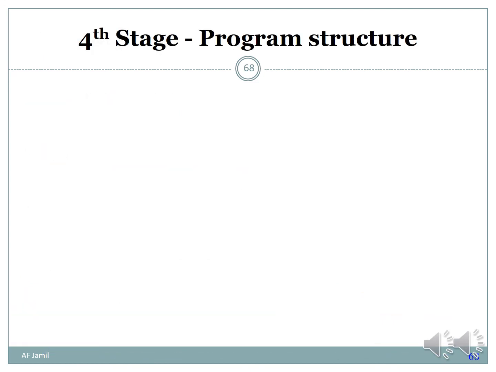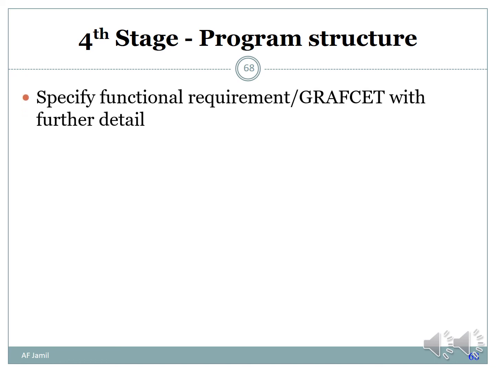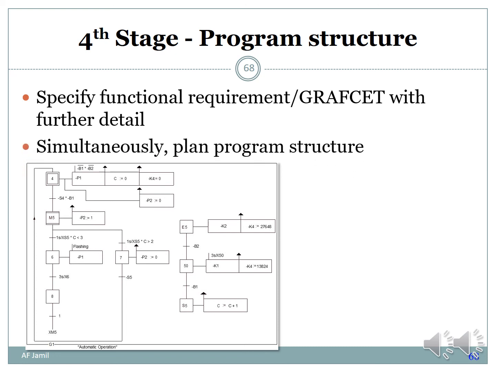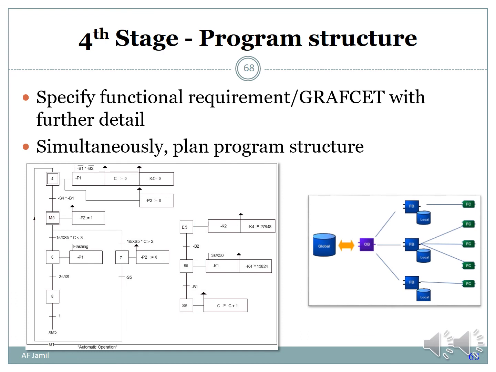In the fourth stage, which is the program structure, you need to specify the functional requirement or the GraphSet with much more detail. Simultaneously, you also need to plan the program structure. Actually in PLC, OB is the main block, but you can also create the program in different kinds of blocks such as FB and also FCs.